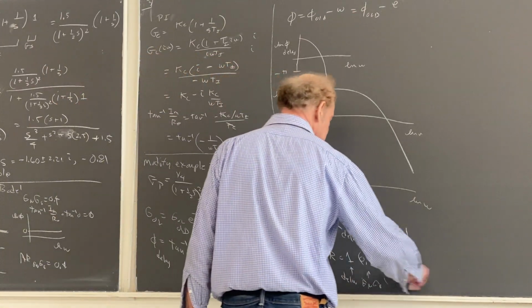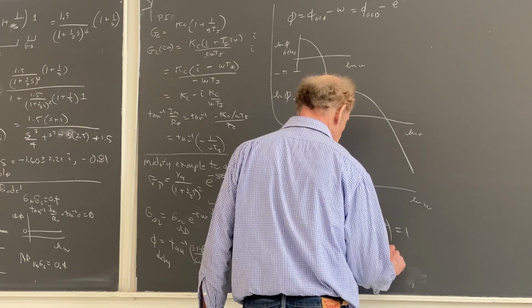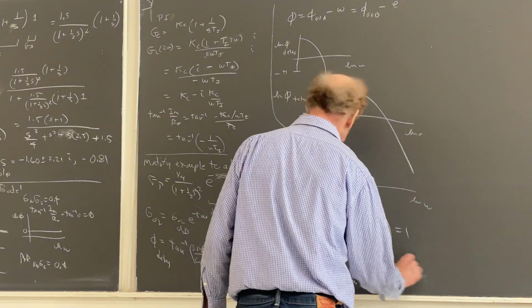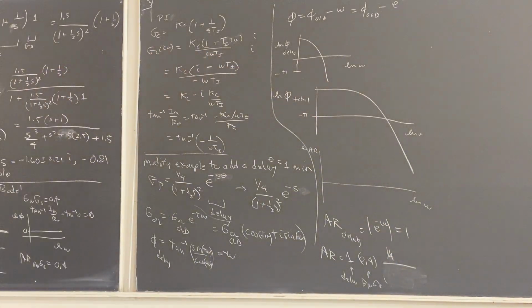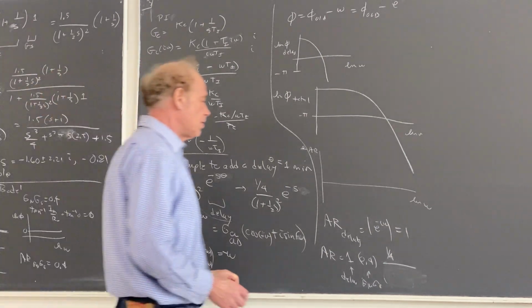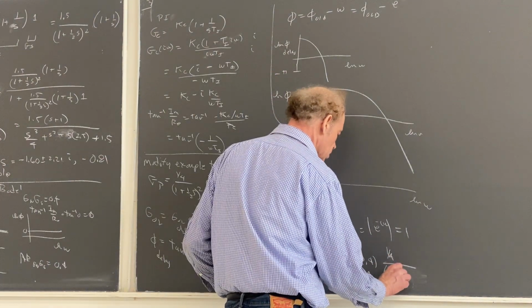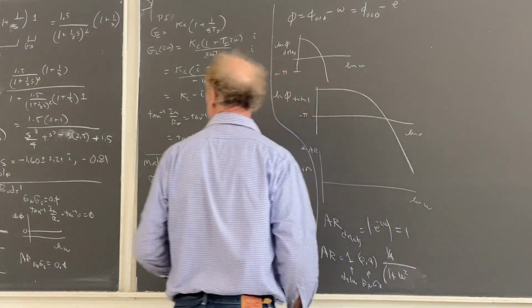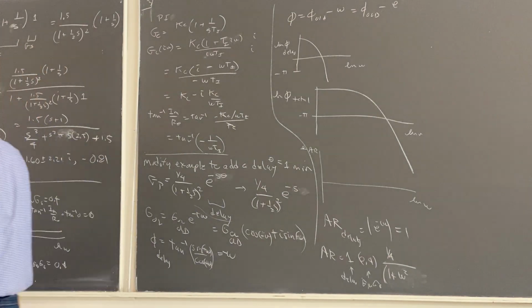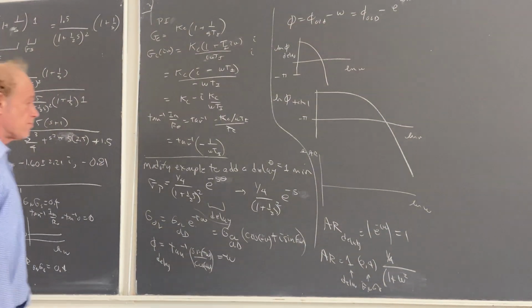Actually I should just write this as amplitude ratio. So it's 1/4, let's do the amplitude ratio. When I write it as an amplitude ratio, I've got a square root. So where's my second order problem? Yeah, well actually it was 1 over the square root of 1 plus omega squared T squared. What was T here? T was a half.